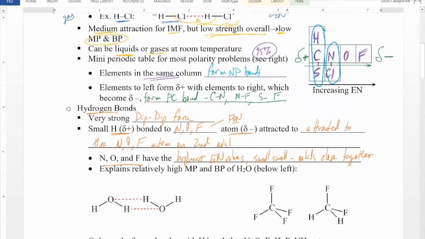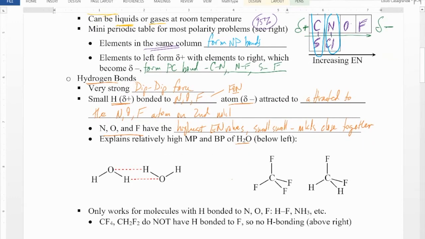And this hydrogen bonding explains why water, which would otherwise have a very, very low melting point based on its size or based on the number of electrons, we'll see that down below, would be a gas at room temperature. But because of these hydrogen bonds, it happens to be a liquid at room temperature.